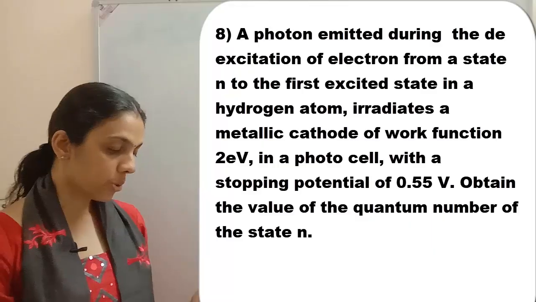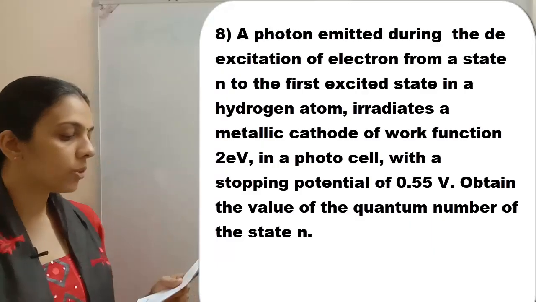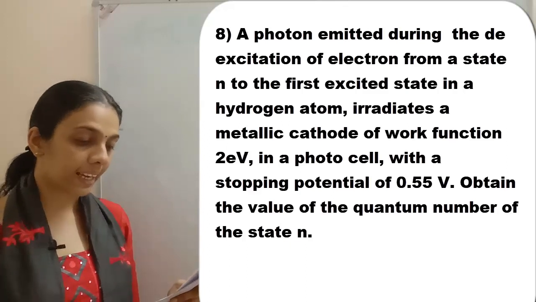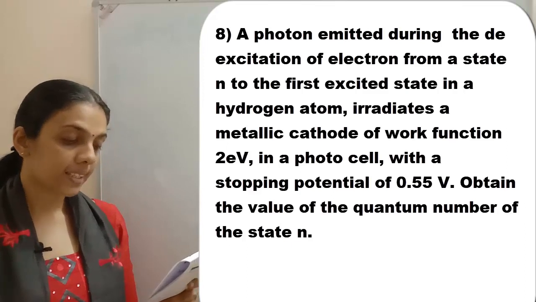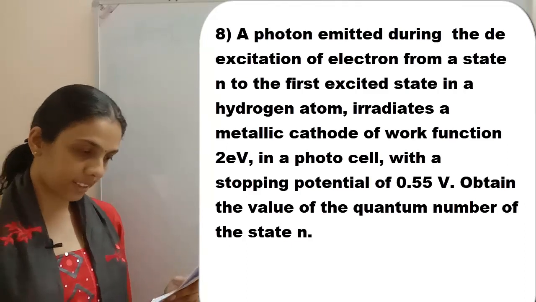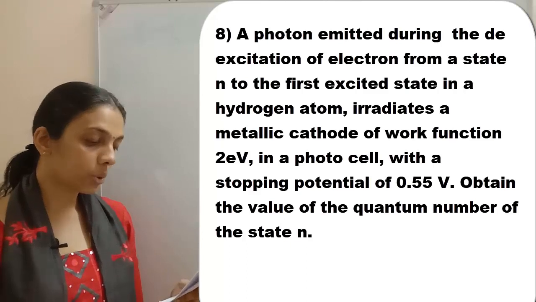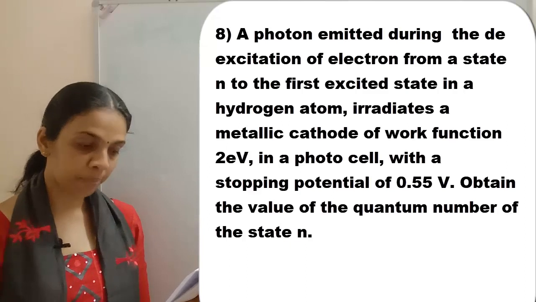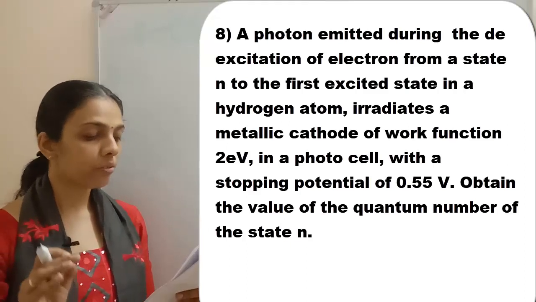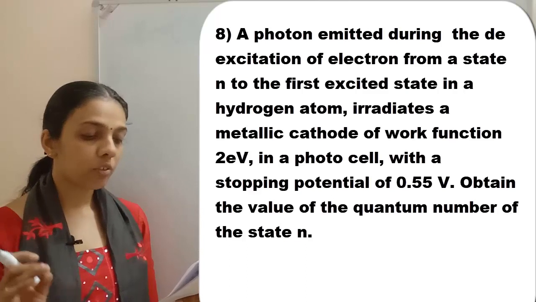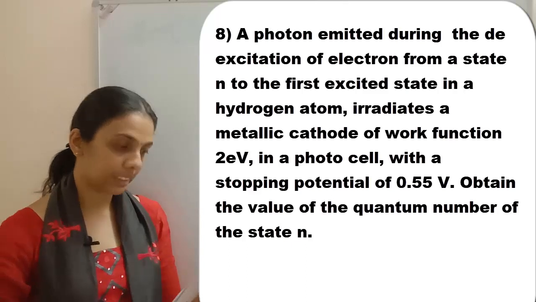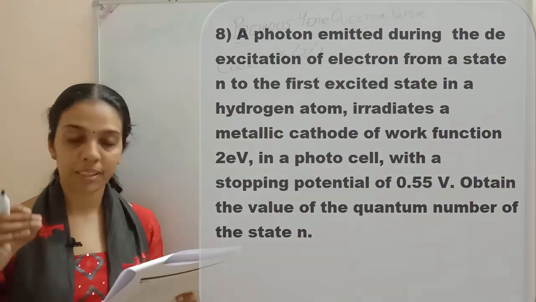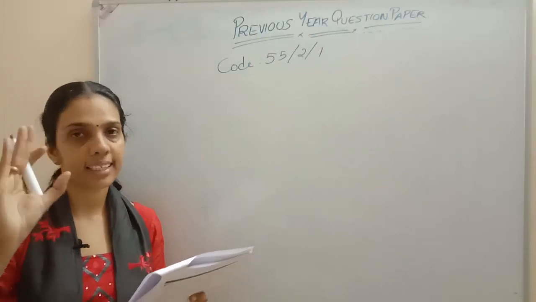Clear? Now the eighth question: a photon emitted during de-excitation of an electron from a state n to the first excited state in a hydrogen atom irradiates a metallic cathode of work function 2 electron volt in a photocell with a stopping potential of 0.55 volt. Obtain the value of the quantum number of the state n. So a photon is emitted during de-excitation of the electron from a state n to the first excited state.